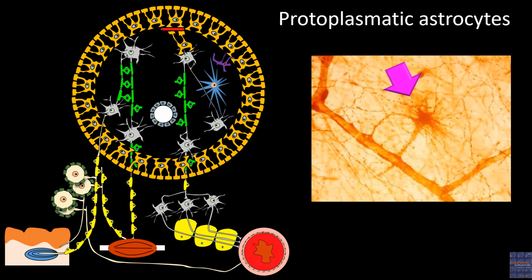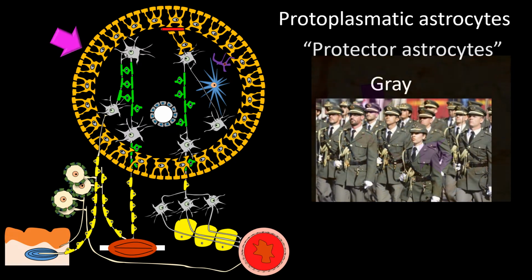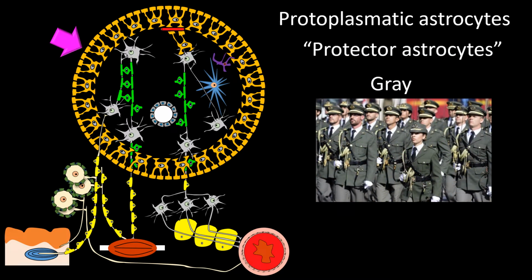Notice the shape of the protoplasmic astrocyte indicated by the arrow, and its extensions. These extensions are resting on a vessel, as you can see. I think of them as the protectors. They are present in the gray matter. The picture you see in this frame is of Spanish soldiers that were called the gray ones.